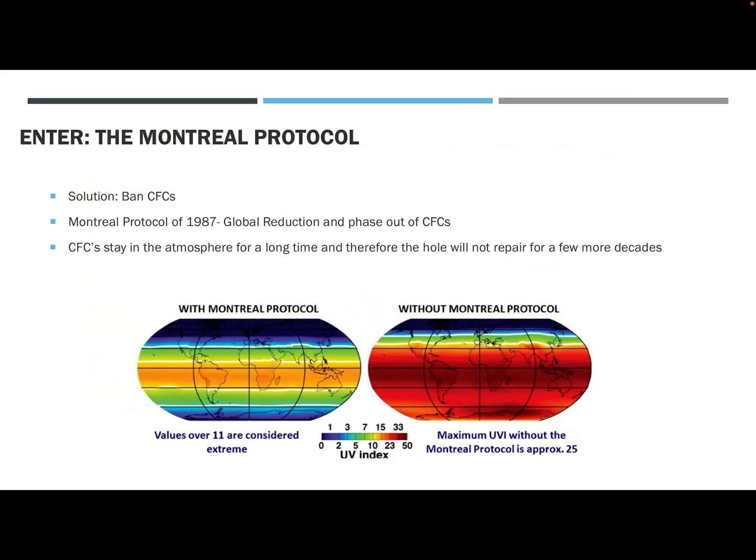So, how do we fix the problem with chlorofluorocarbons? Enter the Montreal Protocol of 1987. So the best solution was to ban CFCs. So what the Montreal Protocol did was call for a global reduction and eventual phase out of these chlorofluorocarbons. But as I mentioned, the CFCs stay in the atmosphere for a very long time. So we still have this ozone hole, and it will take until about the mid 2060s before we're going to see a close up of the hole in the ozone.